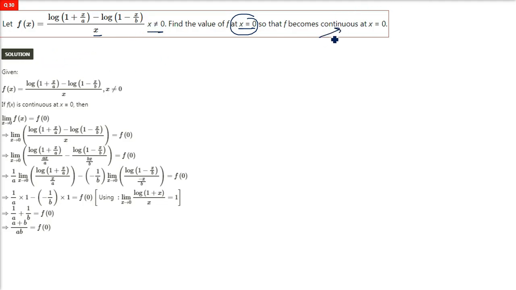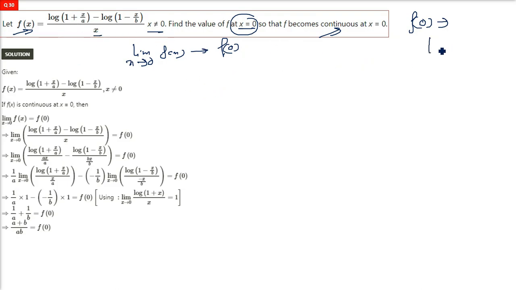So the first condition, which is already given to us, is that this function is continuous. So f(0), the value of the function at 0, is equal to the limit of this function at x equals 0. So limit x tends to 0, f(x). This we have to compute and that is going to be f(0), the value of the function at 0.